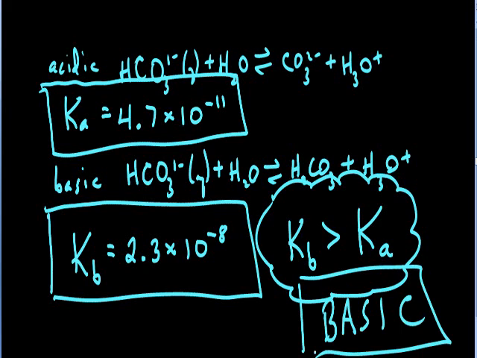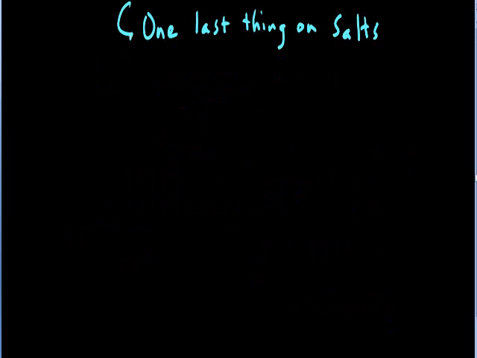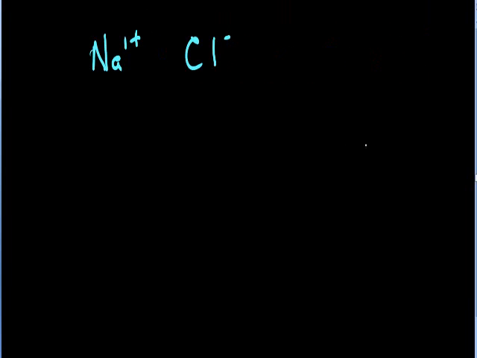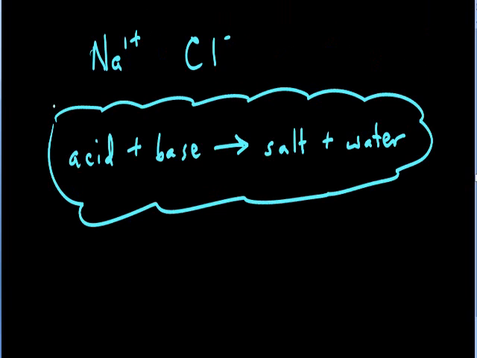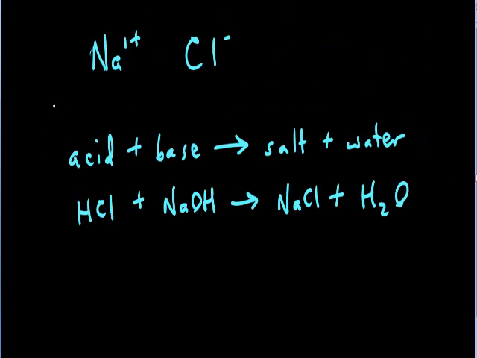We have now one last thing to cover on aqueous solutions created from salts dissolving. Let's start out with an example we're familiar with, table salt, sodium chloride. When an acid and a base react, they always form a salt and some water. This is an example of a double replacement reaction. In this case, the HCl and NaOH react and we create our salt, sodium chloride.